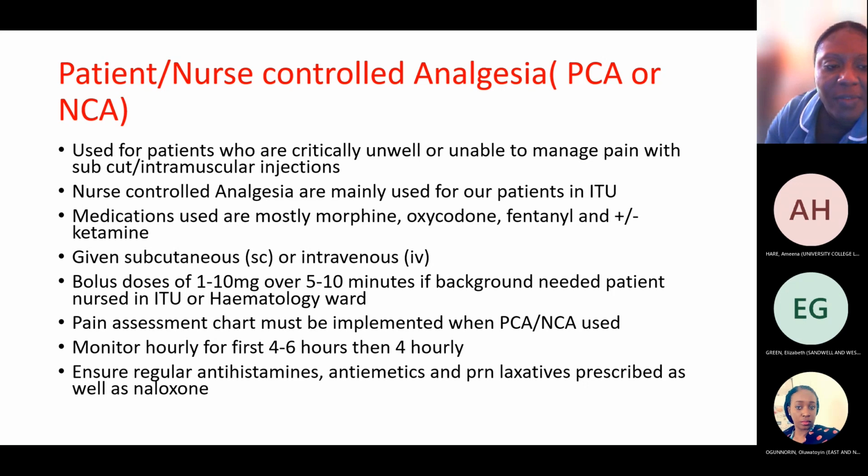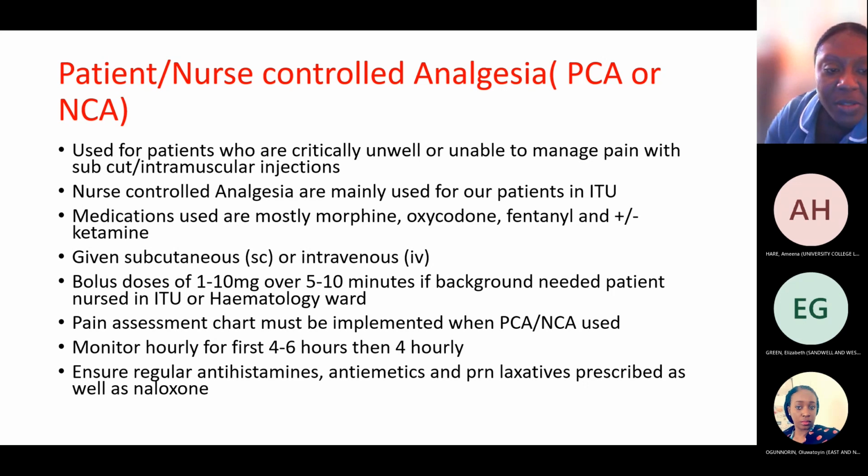And here at the Whittington, for those who are on subcut PCA, they tend to have a bolus dose between 1 to 10 over 10 minutes. If a background is needed, then the patient will be nursed definitely in ITU or the hematology ward. We have to closely monitor these patients who are on background PCAs, because, as I said, one of the side effects of the medications we're giving, morphine, diamorphine, oxycodone, or fentanyl, is respiratory depression. So we have to monitor them more closely.